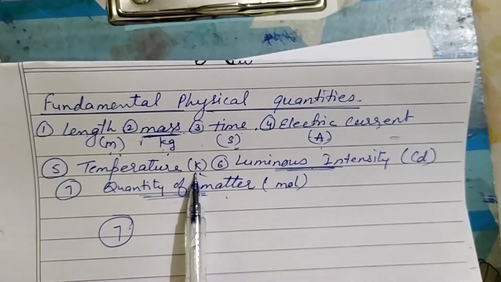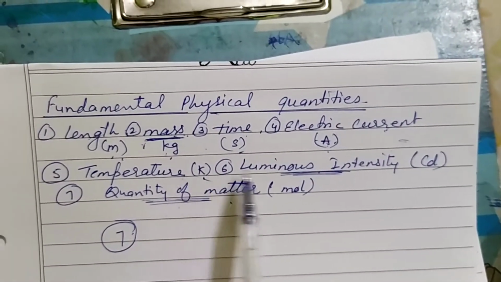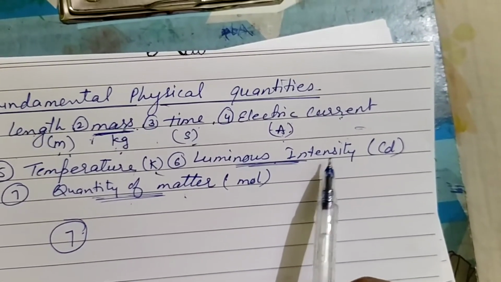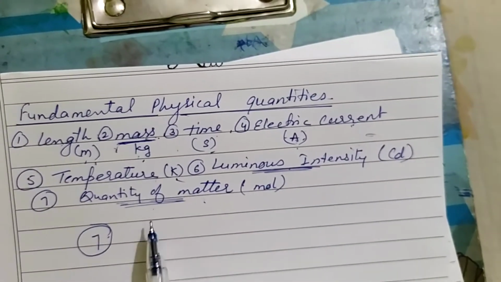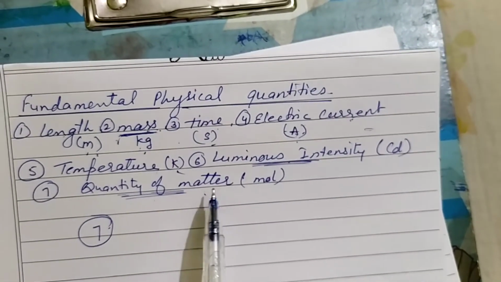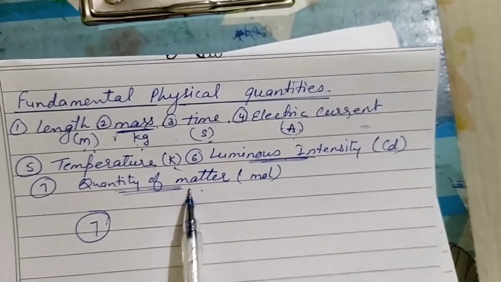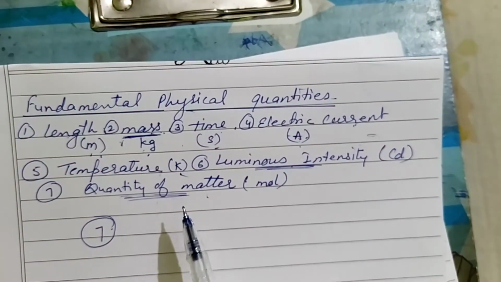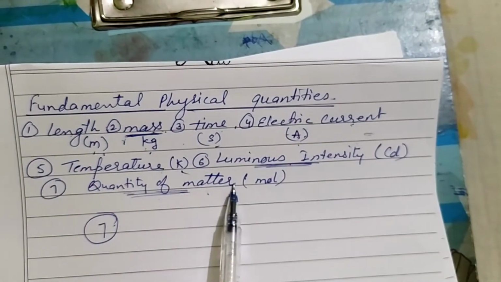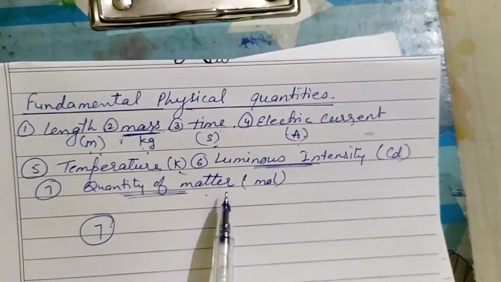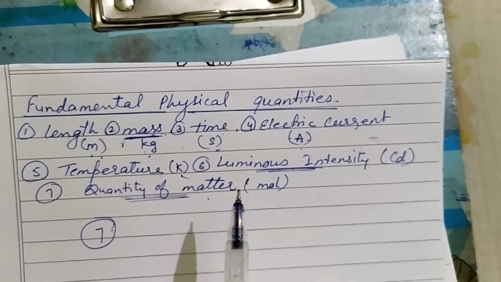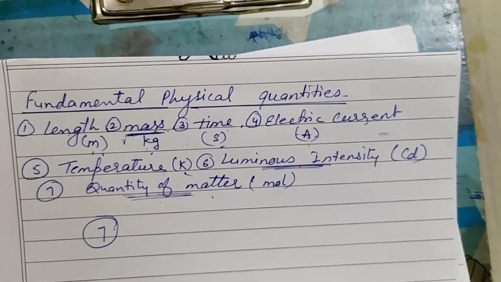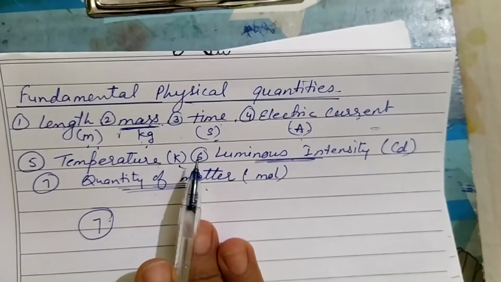Temperature, SI unit is Kelvin, this is the degree of hotness and coldness. Luminous intensity, that is how bright the object is, and the SI unit is candela. Then the seventh one is the quantity of matter, that is how much matter is present. Again, we will get confused with the mass. Mass is the amount of matter, and this is again talking about the quantity of matter. So this is talking about how much matter, that means the number of moles present in the substance. These are the seven quantities.